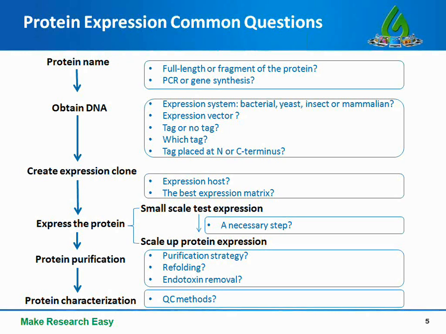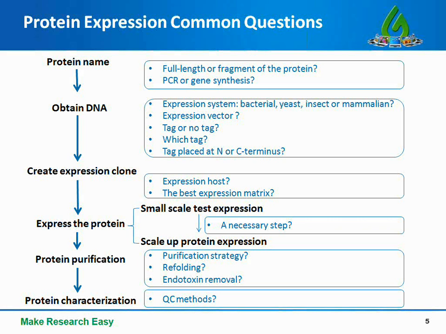As the factors impacting protein expression spread into the entire process of protein production, you may face a series of decision points in your recombinant protein production project. First, you need to decide whether to express the full length or a fragment of the protein. And how are you going to obtain the cDNA? By traditional PCR or advanced gene synthesis methods? Nowadays, most people go with gene synthesis, as you can synthesize any sequence you want, and you can also incorporate codon optimization to optimize the protein expression from the very beginning on the sequence.